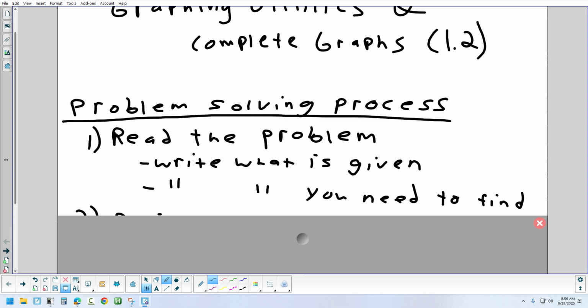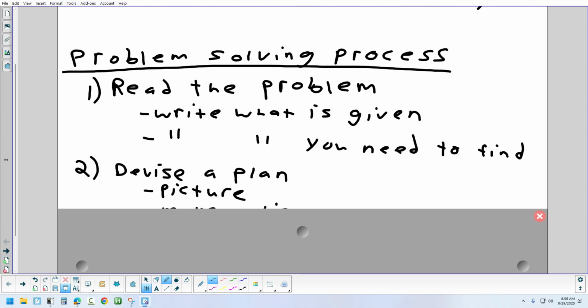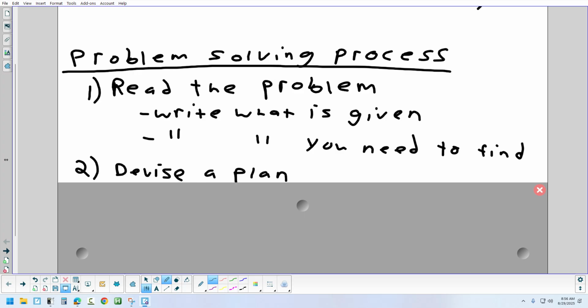If you don't understand the information that you're being given, you don't know how to organize that into what's being given and what's being asked, you're not going to be able to solve any problem. So that's the first step. Okay, the second step is to come up with a plan or some type of approach that you're going to use to solve a problem.